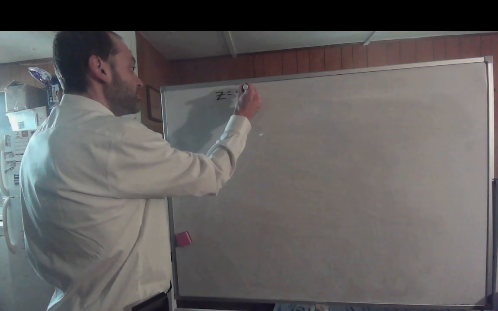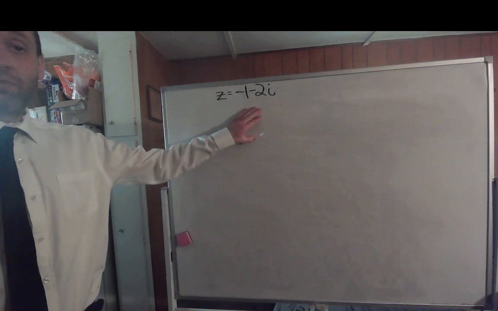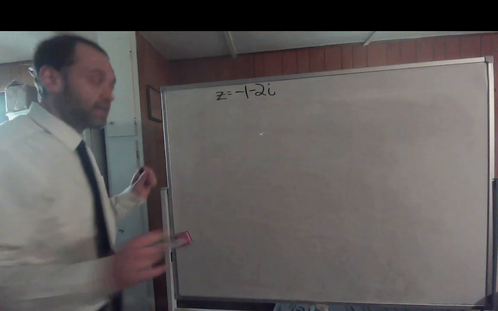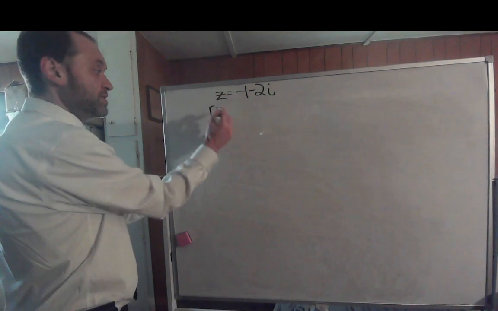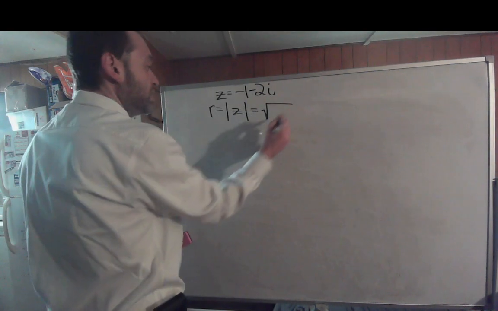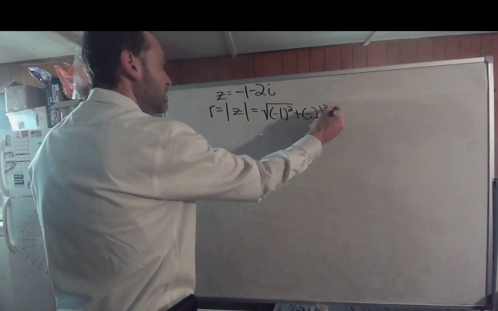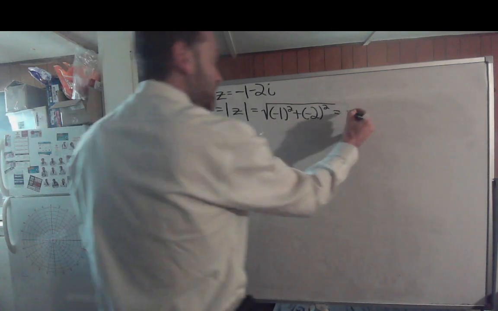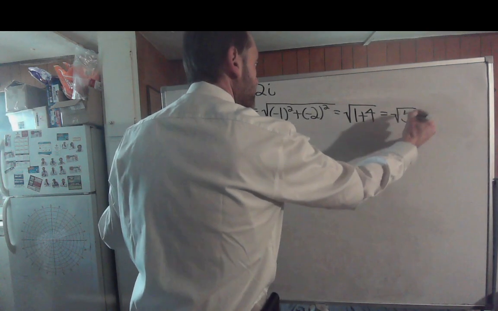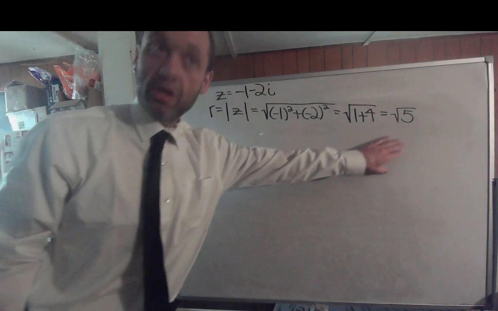Z equals -1 minus 2i. So we have Z equals -1 minus 2i. Well, let's go ahead and start out by finding our R, which would be the absolute value of this complex number. So that's going to equal the square root of that -1 squared plus that -2 squared, which would end up being the square root of 1 plus 4, or simply the square root of 5. So our value of R, which is the absolute value of this complex number, is the square root of 5.